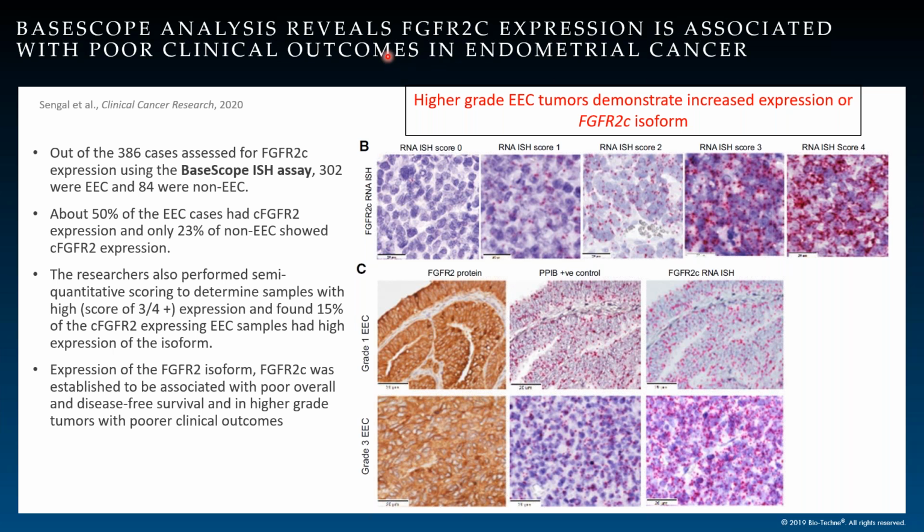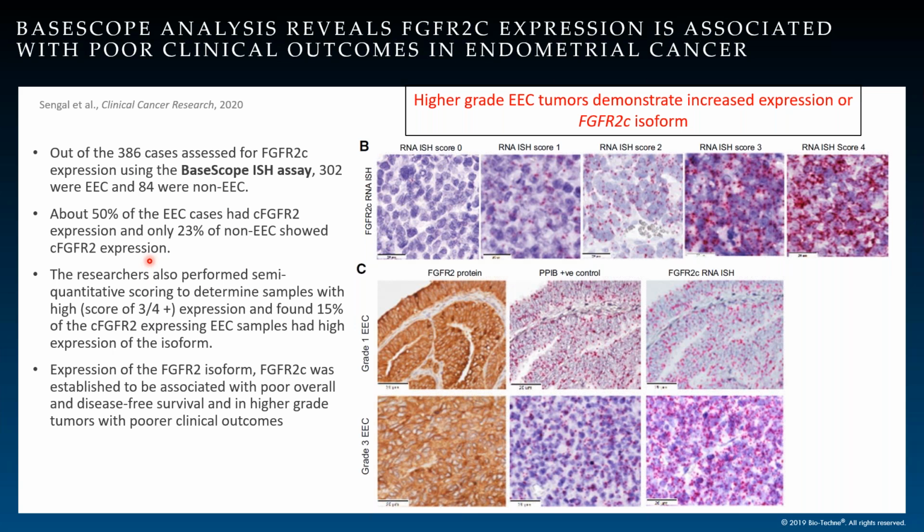And what they were able to see was that 302 samples that showed the expression of FGFR2 were actually endometrioid type of samples, and 84 were non-EEC type of tumors. About 50% of these EEC tumors had the C form of FGFR2 expression, and only 23% of the non-EEC showed the C form of FGFR2 expression, which means that the isoform known to promote cancer, the C form, was getting expressed in the EEC type of tumors.